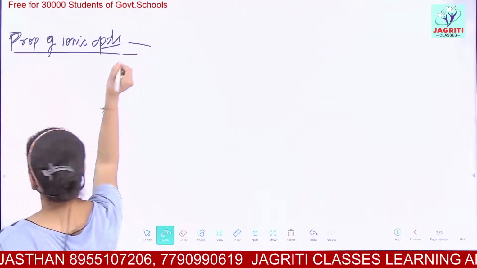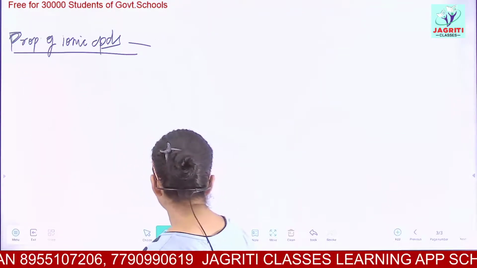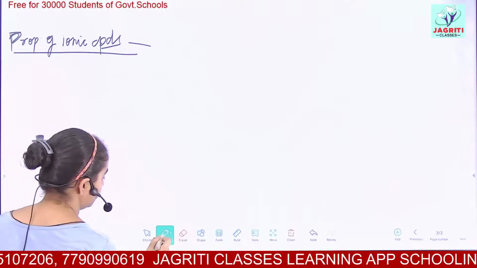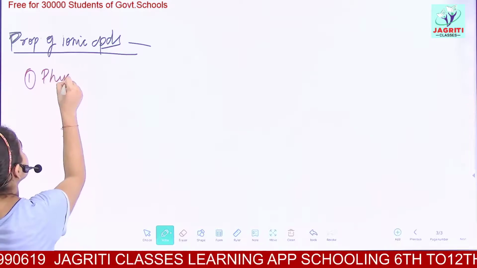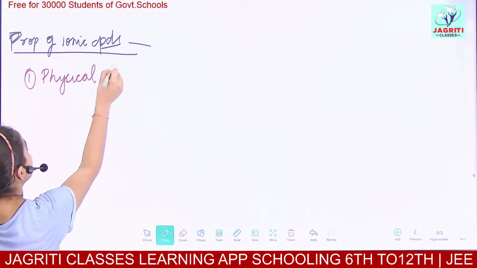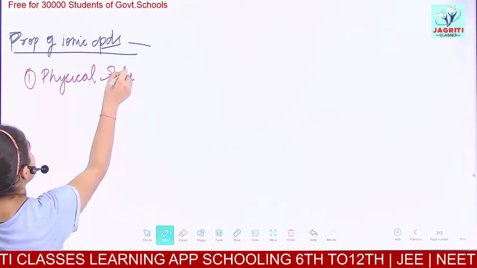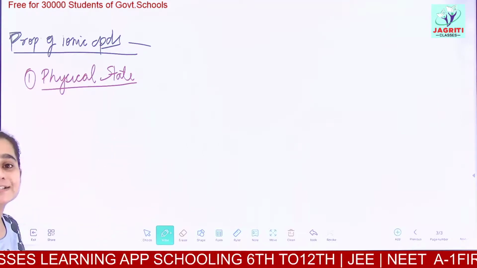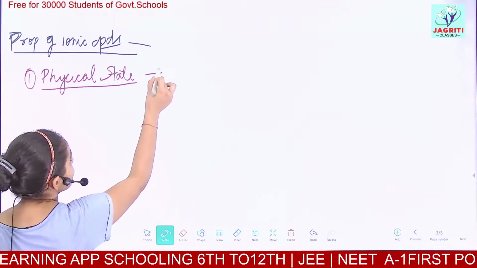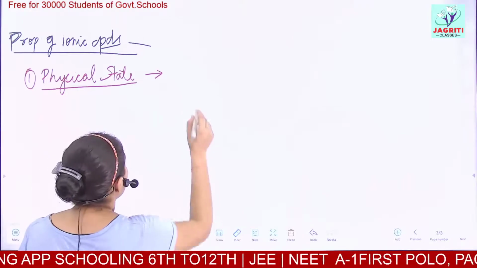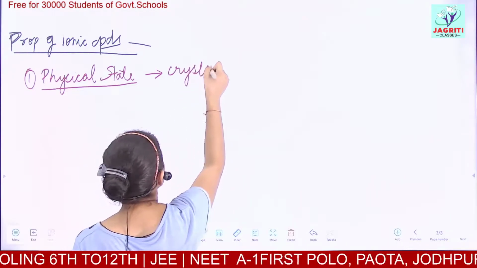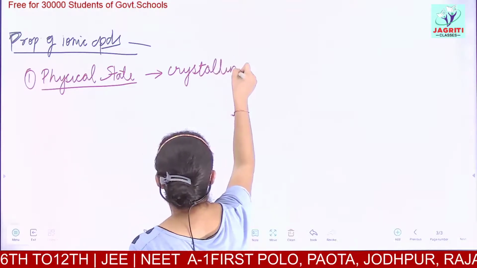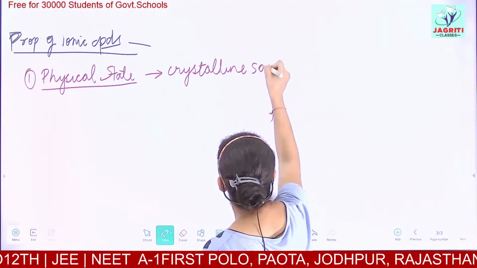What are the properties of ionic compounds? So the first property which you should know is physical state. The first property which you should know about ionic compounds, what is their physical state? Ionic compounds are in the form of crystals. So I write, they are crystalline solid.